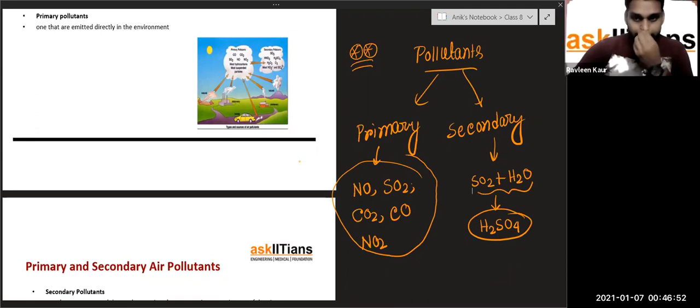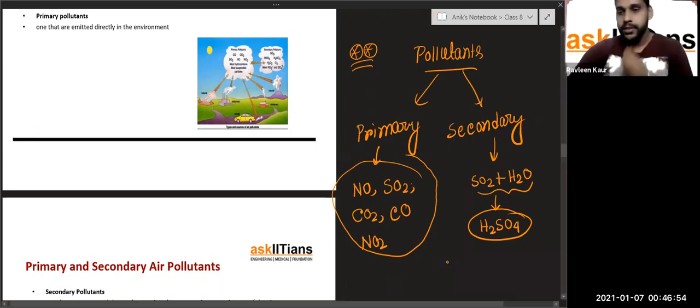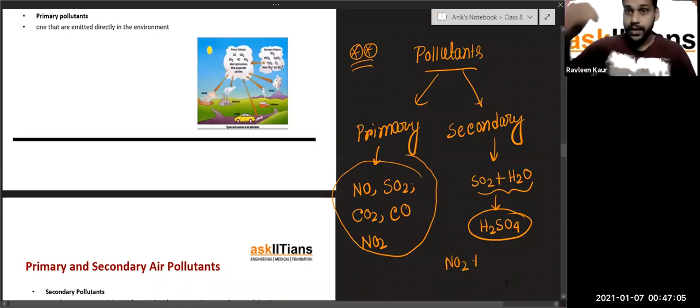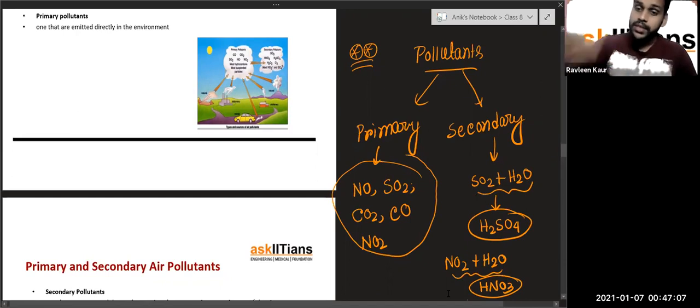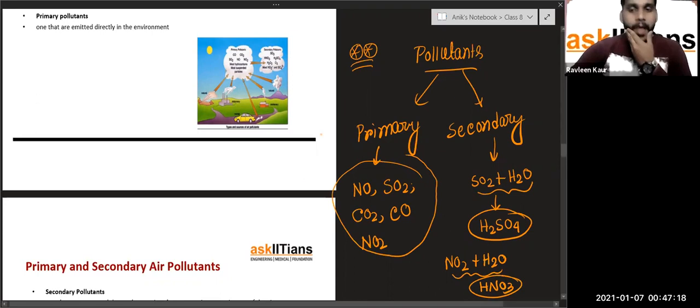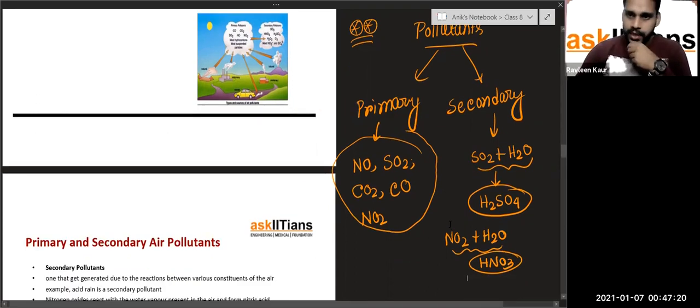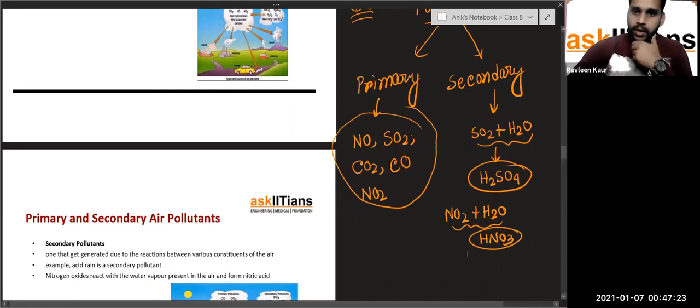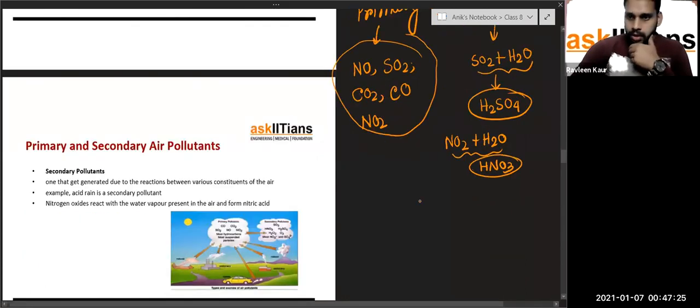The same thing happens with NO2 as well. NO2 again gets attached with water, and together they form HNO3. That is another acid that comes down with the rain. So this is another reason for acid rain, and this is also a secondary air pollutant. I think we got an idea about it. Let's think about another secondary air pollutant. Think about NO.